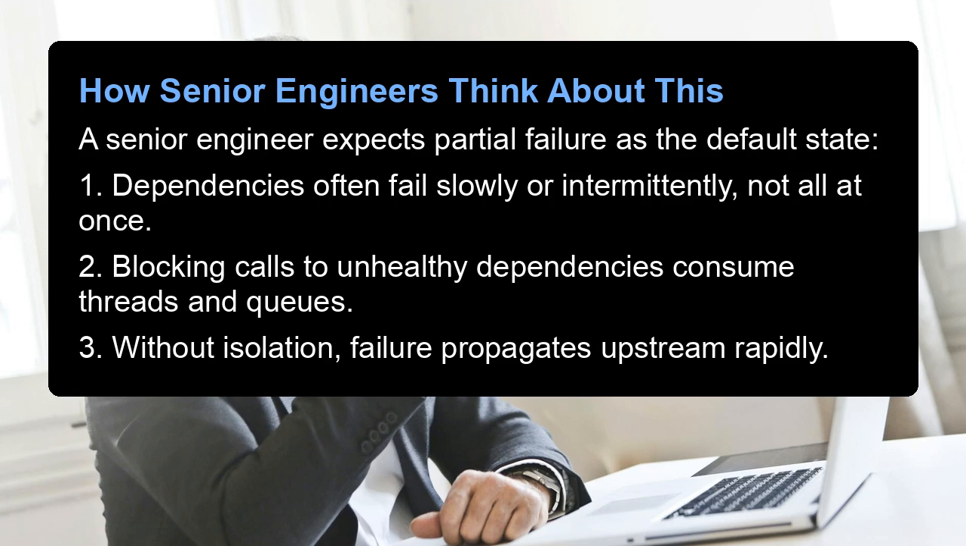How senior engineers think about this. A senior engineer expects partial failure as the default state. 1. Dependencies often fail slowly or intermittently, not all at once. 2. Blocking calls to unhealthy dependencies consume threads and queues. 3. Without isolation, failure propagates upstream rapidly.